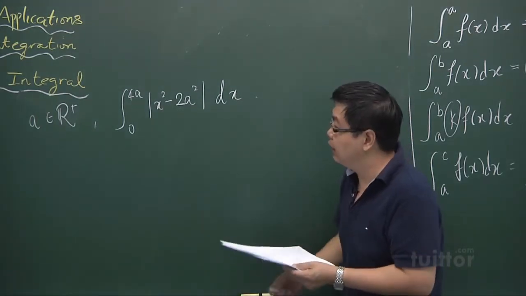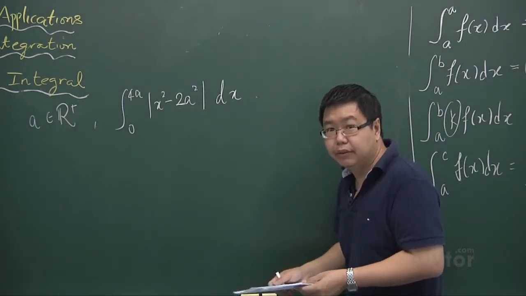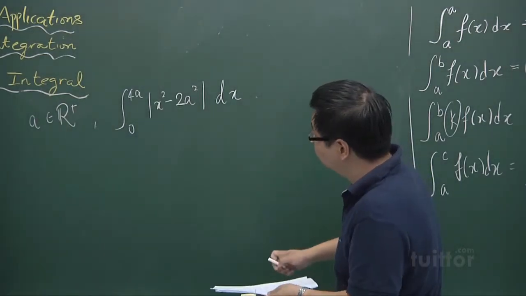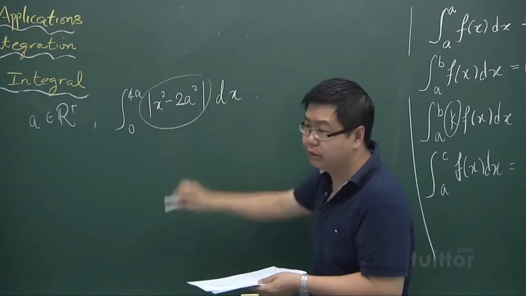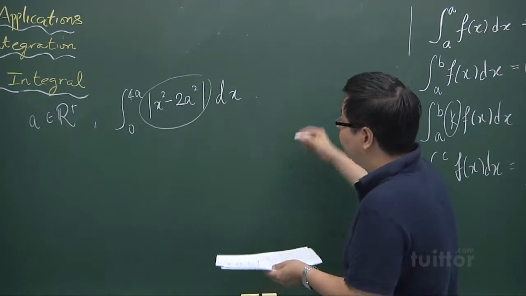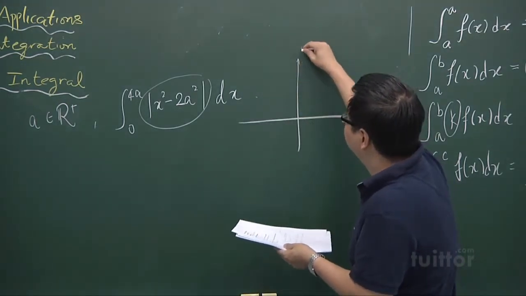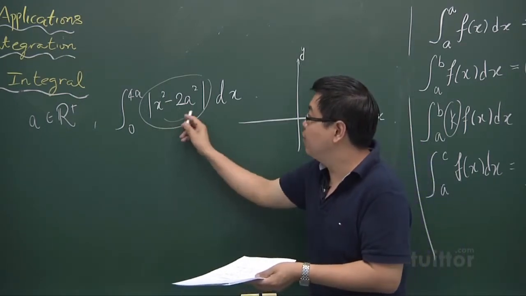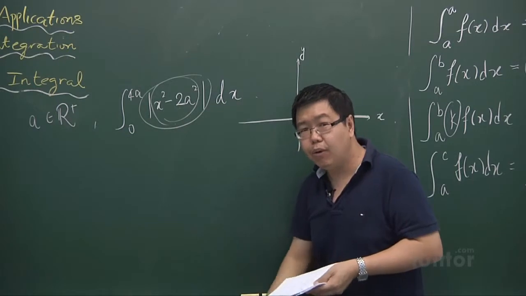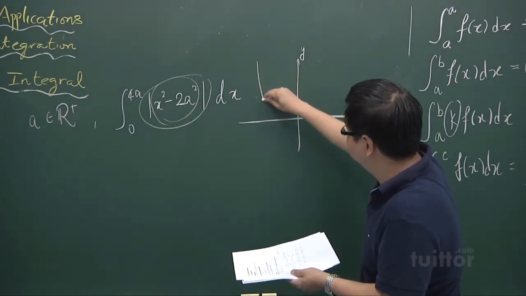So in other words, you cannot use your graphing calculator to evaluate this integral. Okay? So what you have to do is to first identify how this graph looks. You do not really need the graphing calculator to help you sketch this graph, because it's something that you are very familiar with. It's actually just a quadratic curve, y equals x squared minus 2a squared. So that means the curve will look something like that.